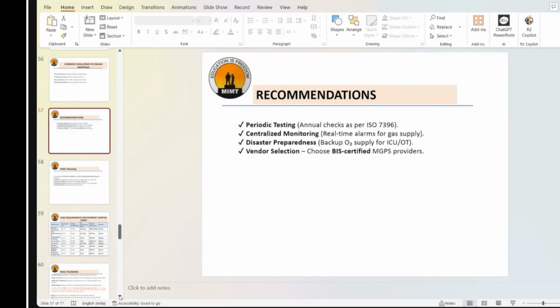And whenever you select the vendor for the installation of this MGPS, you must ensure that it should be BIS certified, Bureau of Indian Standards. That is very, very important to understand.